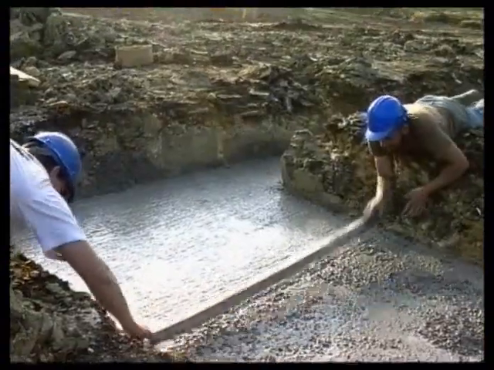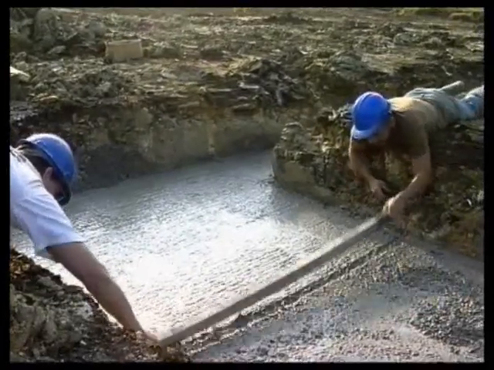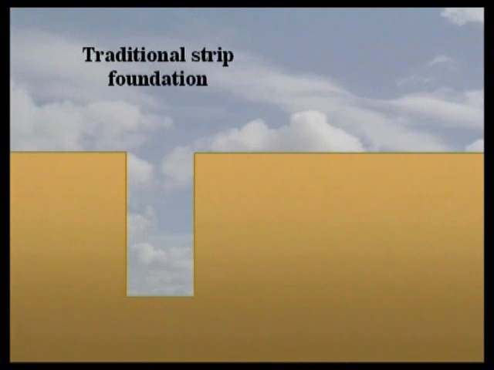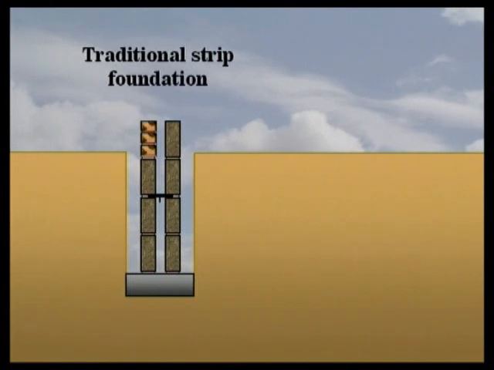The surface of the concrete is tamped level, ready for the bricklayers. Traditionally, a strip foundation comprised a strip of concrete in the bottom of the trench. Bricklayers working at foundation level would then build the brick and block walls.